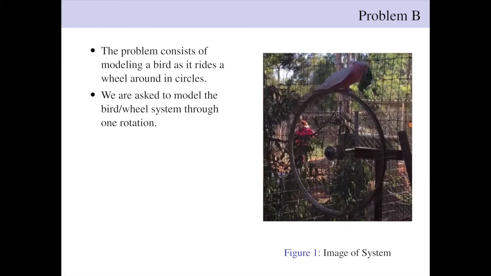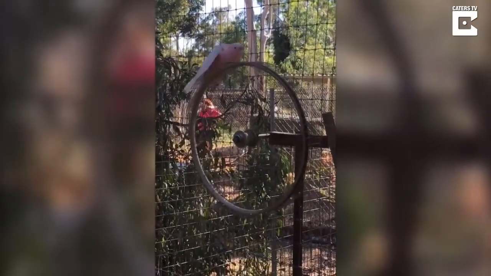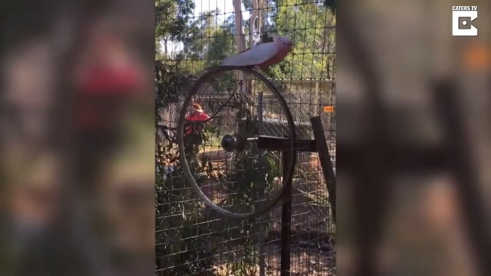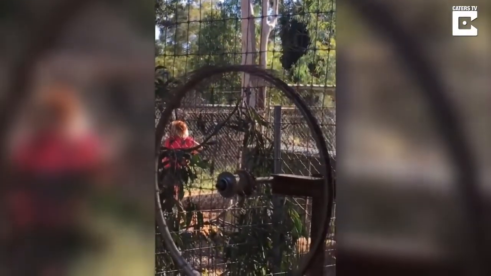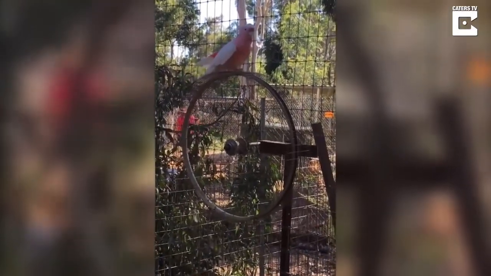For this project, our group decided to take on Problem B, in which we modeled a bird going around in a circle on a bicycle wheel, as you can see in this video. The bird is able to induce rotation in the wheel by the movement of its body. As you can see, it appears that the bird draws itself closer to the wheel as it approaches the bottom of its rotation. The bird also appears to straighten itself up at the top of its rotation in order to slow itself down.